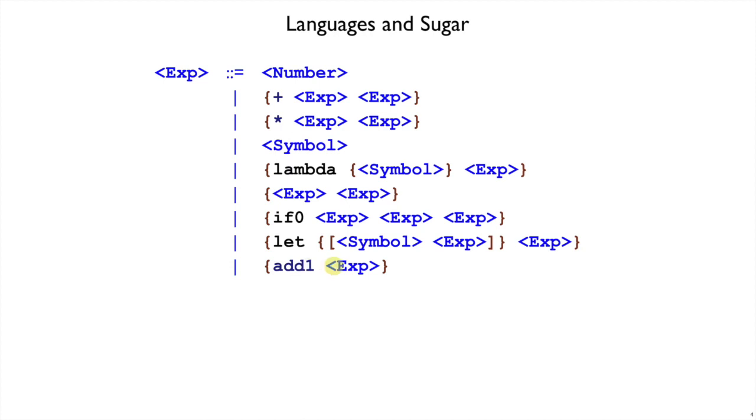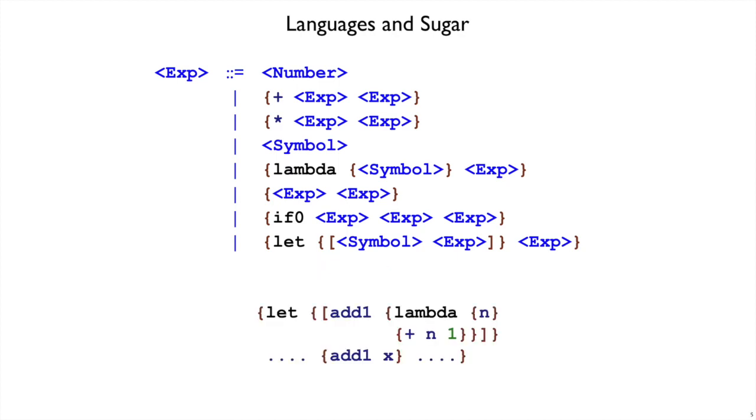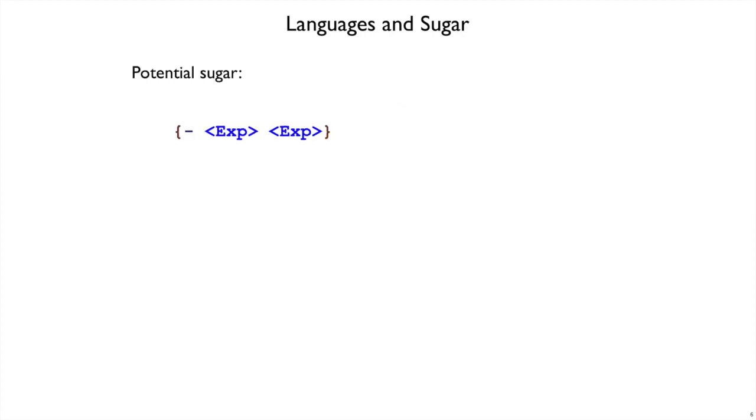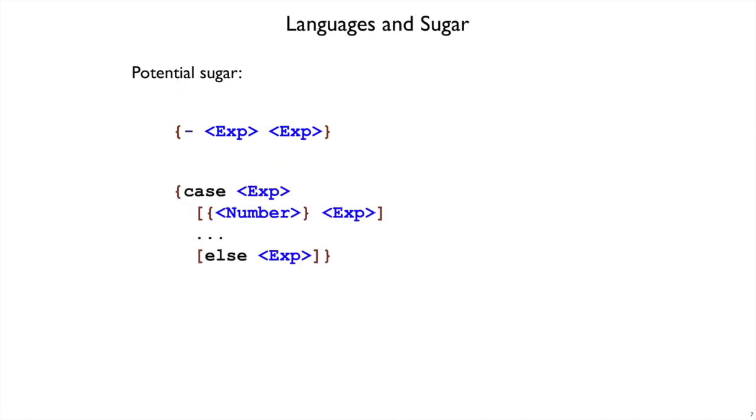Now, adding add1 as sugar might seem a little bit odd because, after all, a programmer could define the add1 function themselves. So maybe we don't want to add add1 to our language's sugar. But there are certain things that could be sugar that aren't so easy to write for the programmer. For example, a programmer could write a minus function using plus and times, but not a minus form that has just two sub-expressions without the extra layer of curly braces.